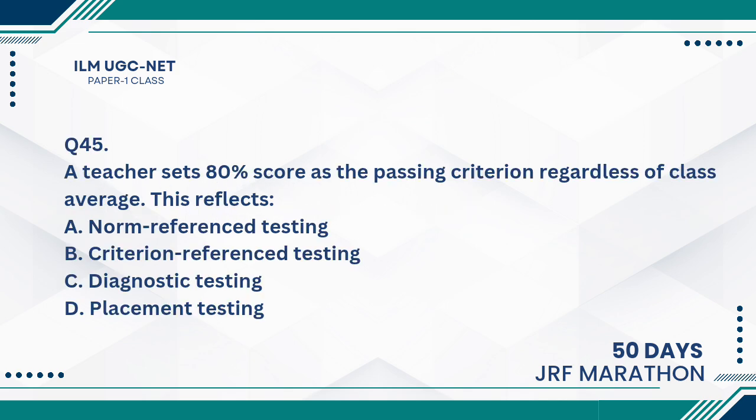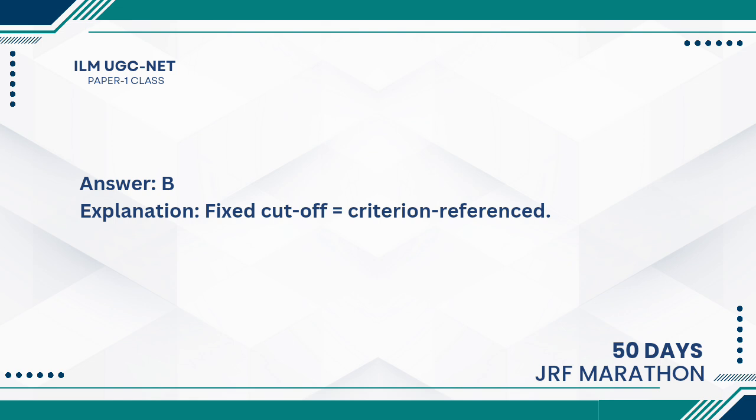Now, question number 45. A teacher sets 80% score as the passing criteria, regardless of class average. This reflects dash. Norm referenced testing, criterion referenced testing, diagnostic testing, placement testing. So, a fixed criteria is set. So, this is criterion referenced testing. A fixed cutoff is there.